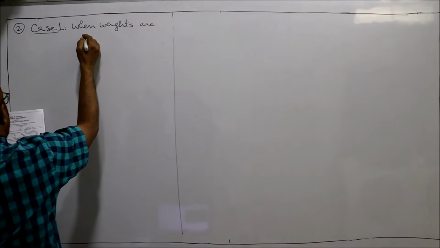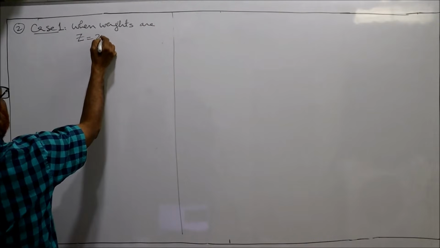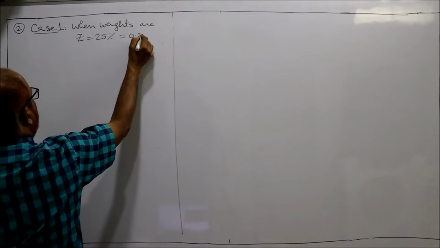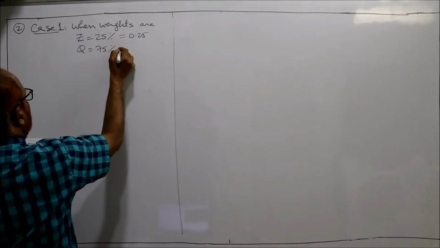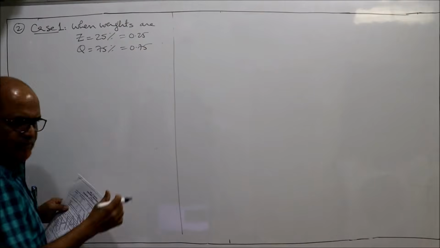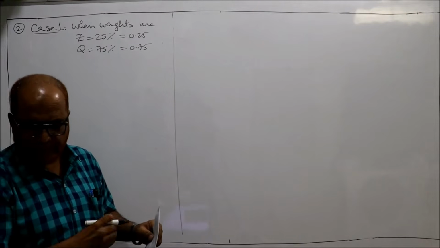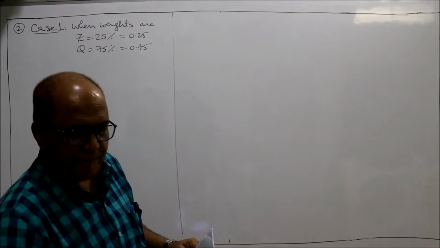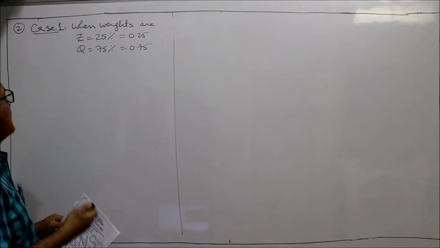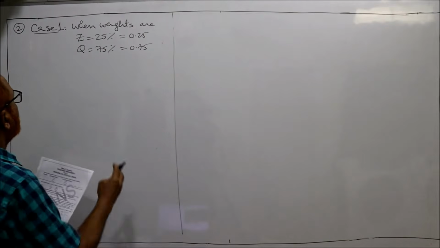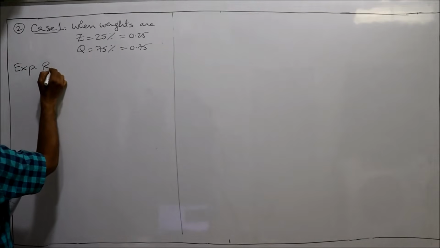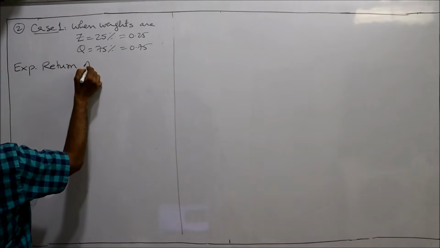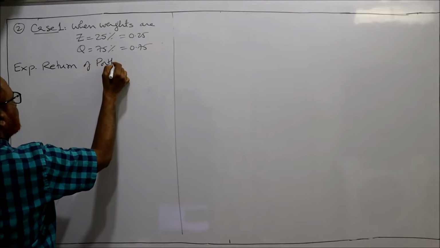When the weights are Z equal to 25%, 0.25, and Q equal to 75%, 0.75. These are the weights. Now, the expected return of the portfolio.